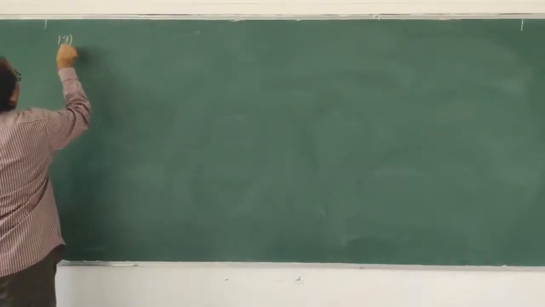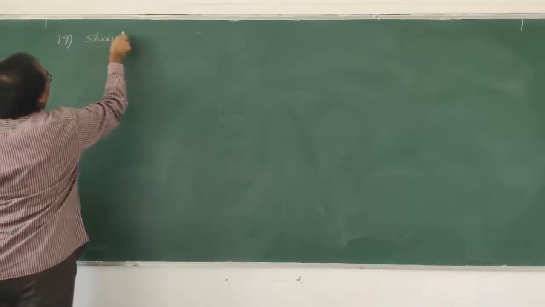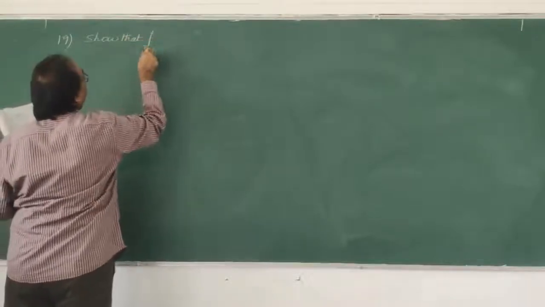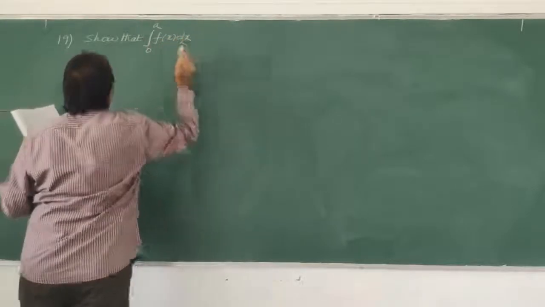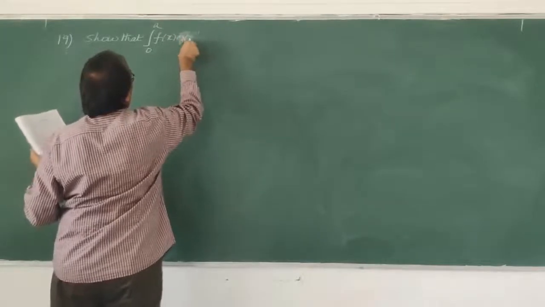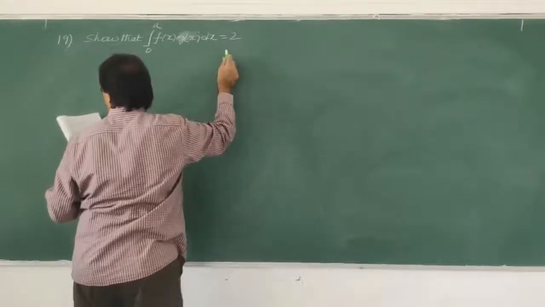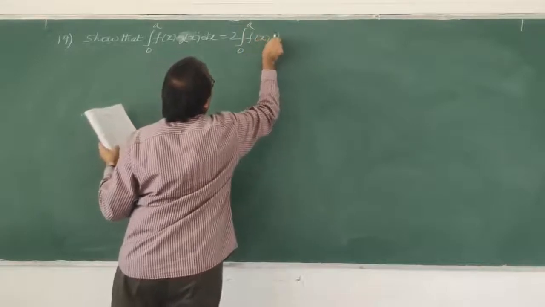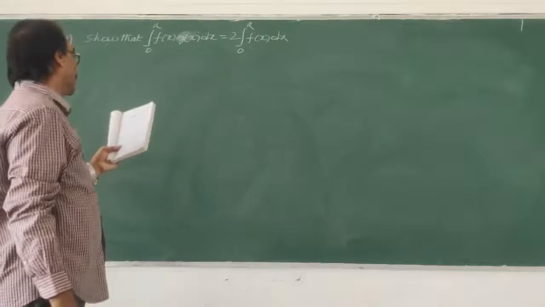Problem number 19. Show that integral 0 to a f of x into g of x dx is equal to 2 into integral 0 to a f of x dx. That is already given. He has given that integral 0 to a f of x dx value is 2 into integral 0 to a/2 f of x dx.